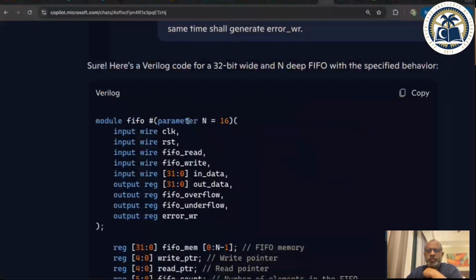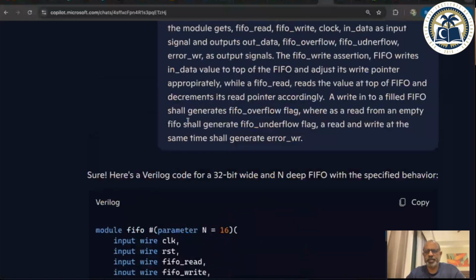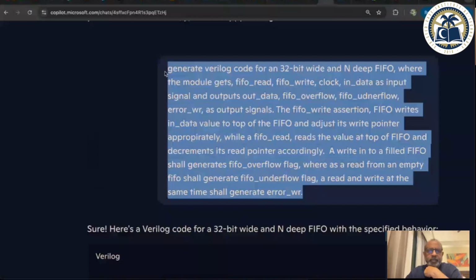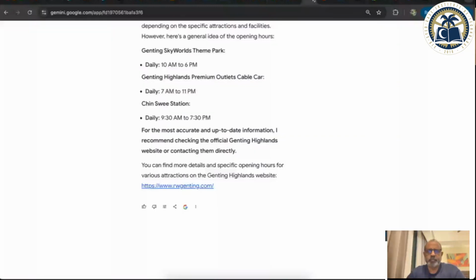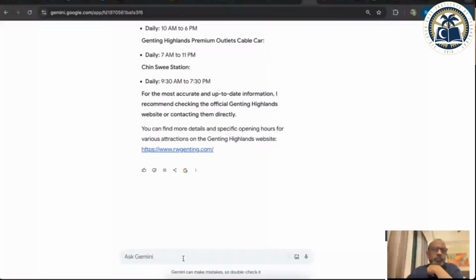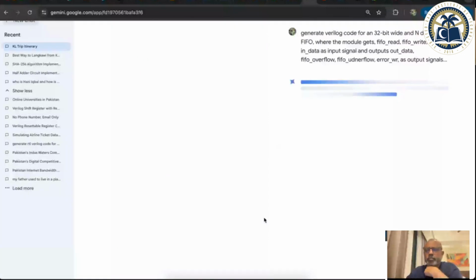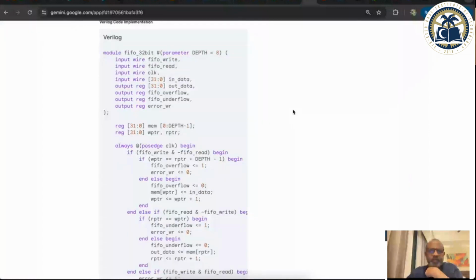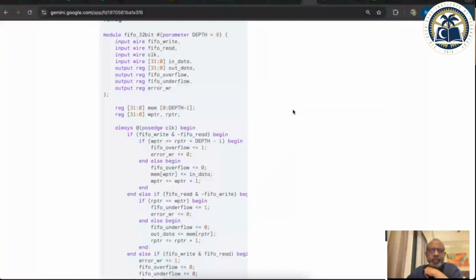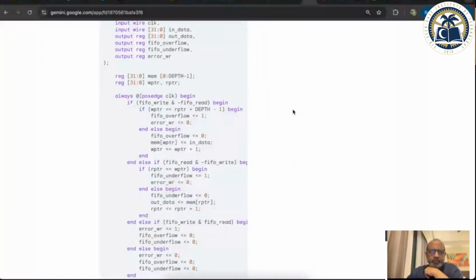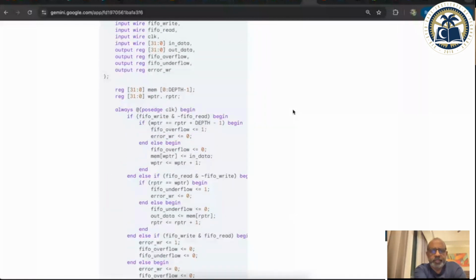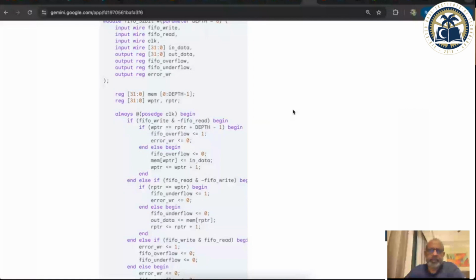Okay, so almost similar code was generated by the other tool. Let me try generating it with it. So almost the same, but it has not reset these registers. But this is okay.